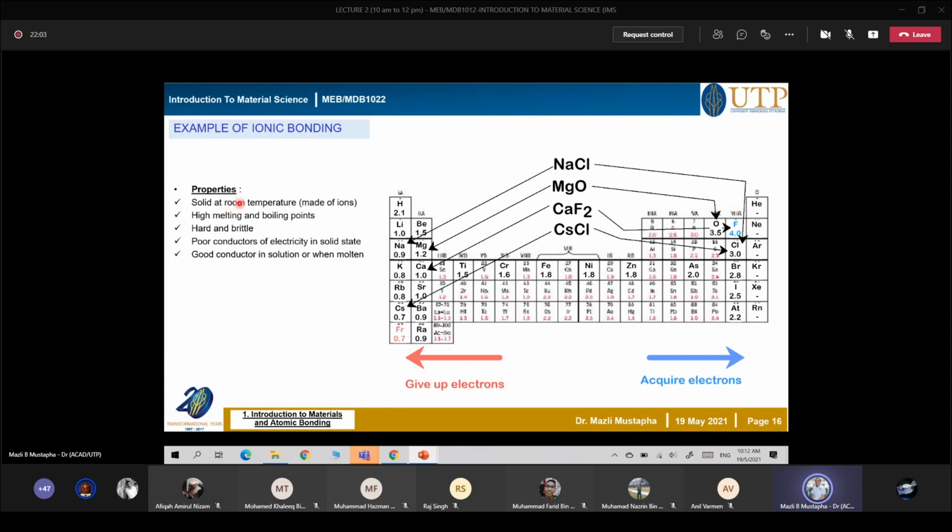They are also poor conductors of electricity in the solid state, but in the molten state, they are good conductors. So in the solid state, sodium chloride is a very poor conductor, but if you melt it, in the molten state, it is a very good conductor.